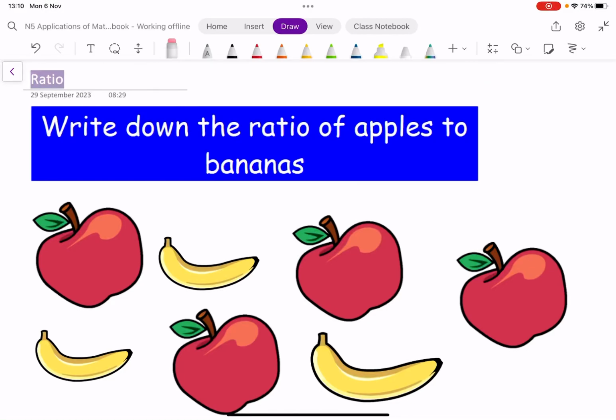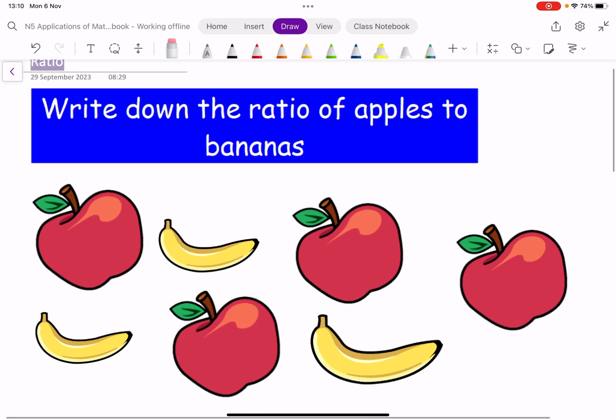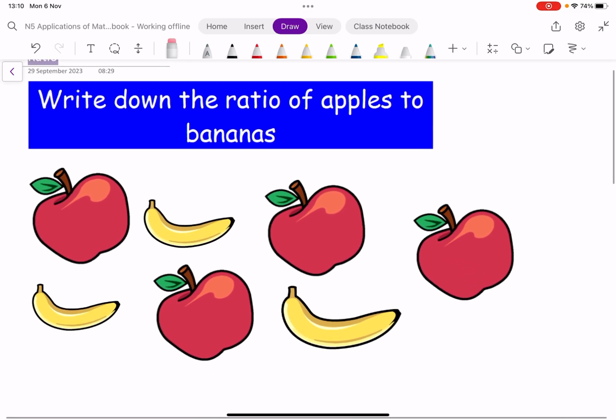So when we are working with a ratio, there's a couple of things that are important. If we look at this example here, write down the ratio of apples to bananas. It says apples, then bananas. So the order in which the ratio is written is important.